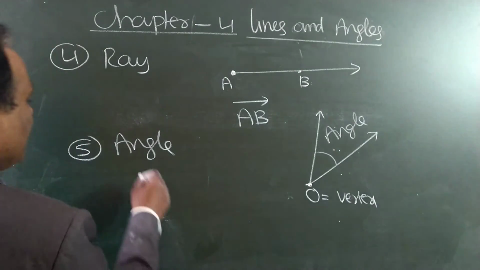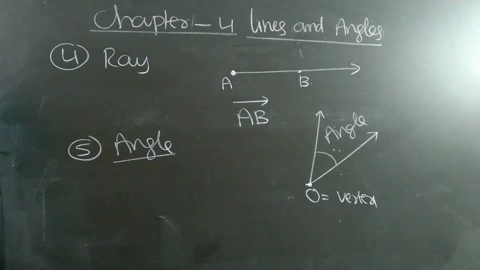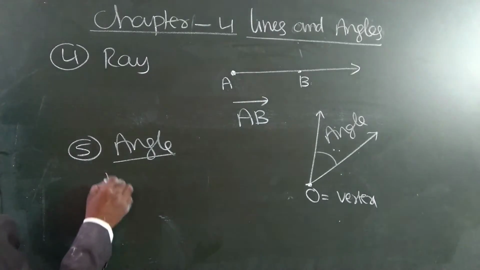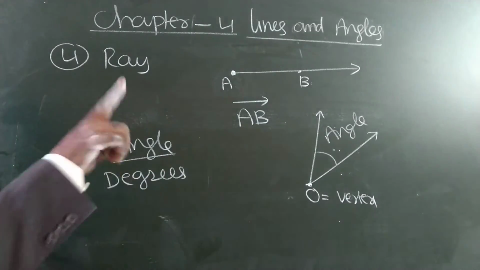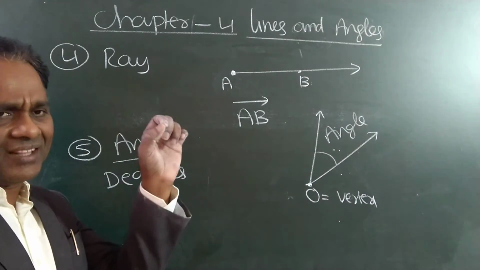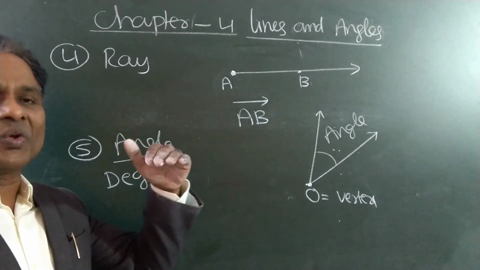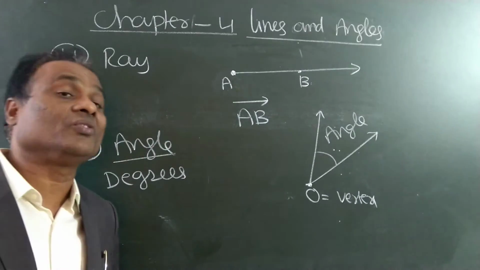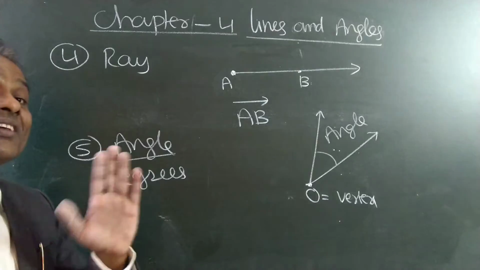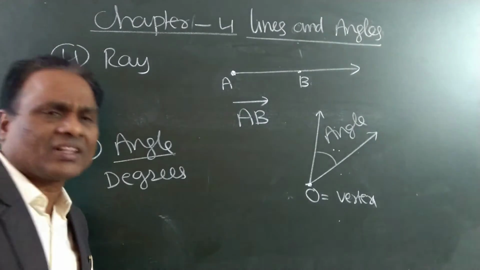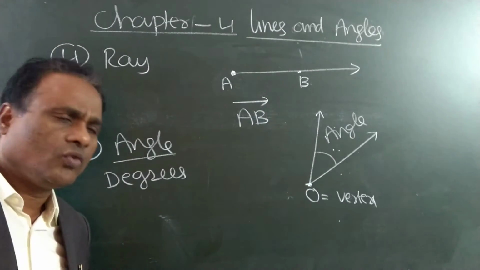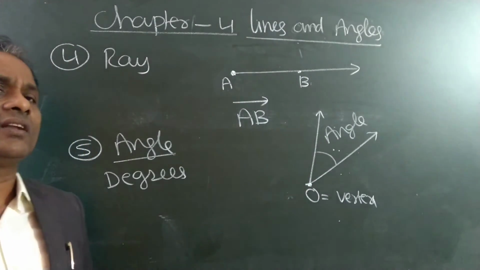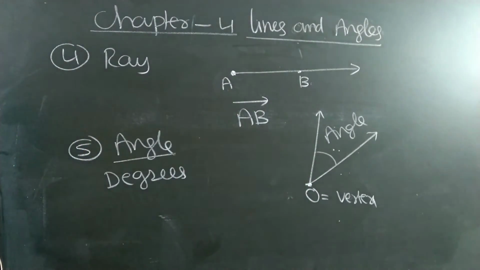We measure the angle in degrees. How do we measure the angle? In degrees. This also you know, because on the protractor you have the angles. You measure the angle by using the protractor. We measure distance in centimeters, meters, kilometers, feet, like that. Similarly, angle is measured in degrees.